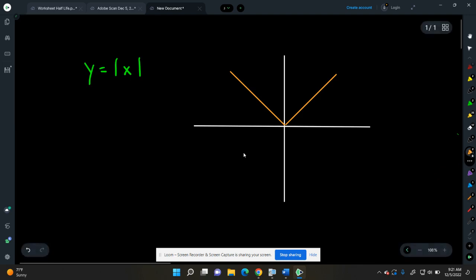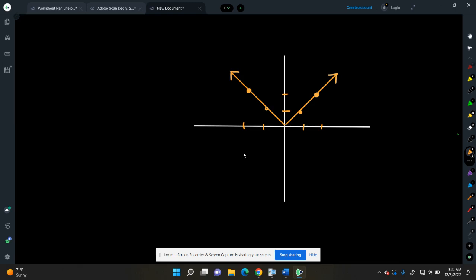Okay, so now let's get more complicated. I'm going to leave that there so that you can see it, right? In fact, I'm going to go ahead and fill in some points. Let's see, 1, 1, negative 1, 1, 2, 2, negative 2, 2, and that's good enough. There are arrows on the ends because it does continue to go on forever.